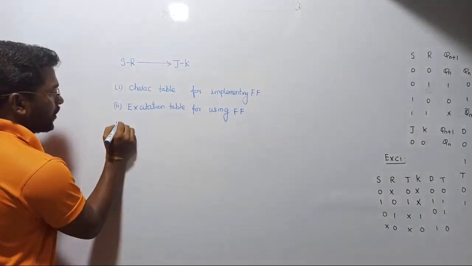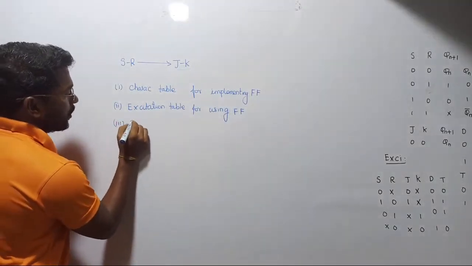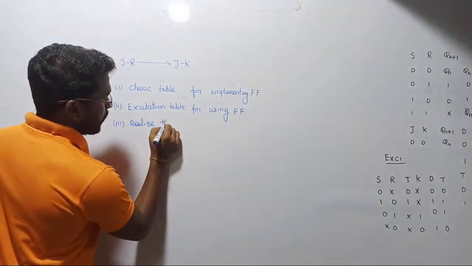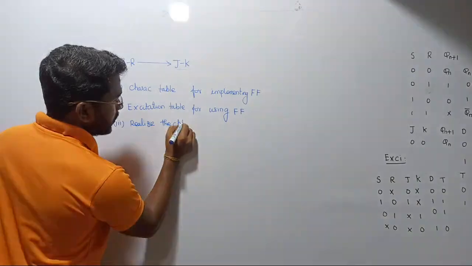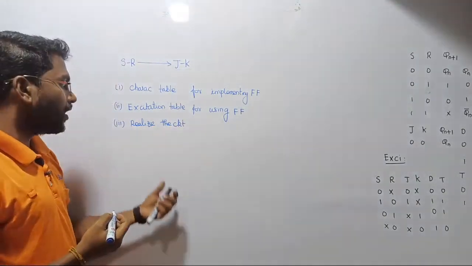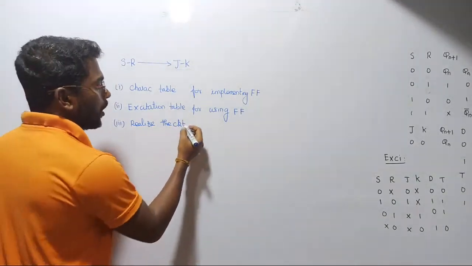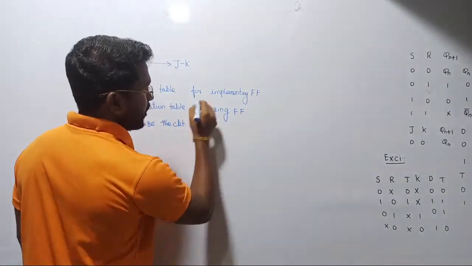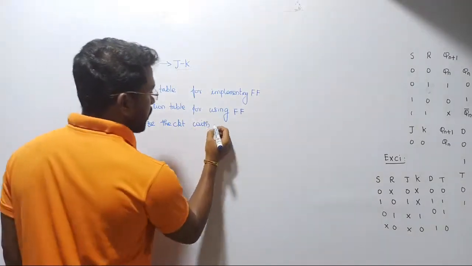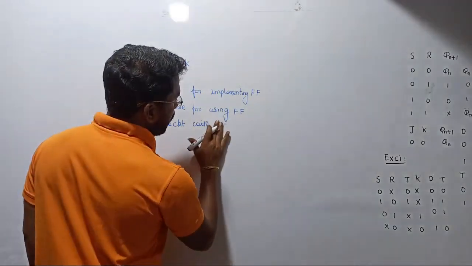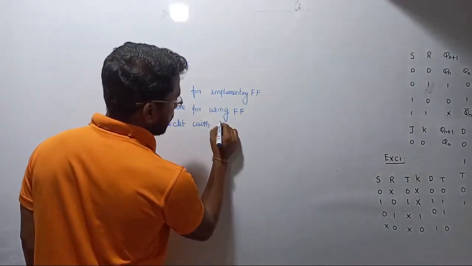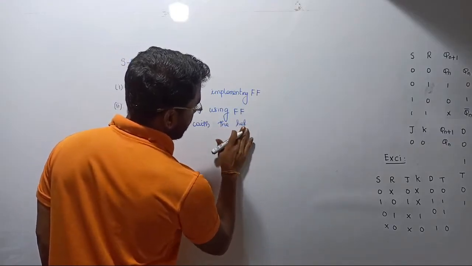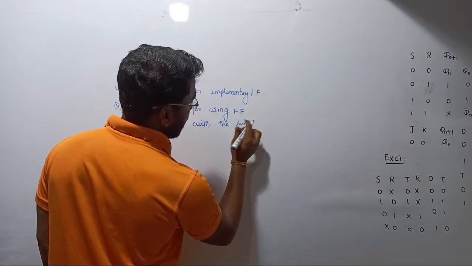And step number 3, we have to realize the circuit. That is, we have to design the circuit with the help of the characteristic equation that we are going to obtain from the SR flip-flop. So realize the circuit with the help of the characteristic equation. I will teach you how to get the characteristic equation.